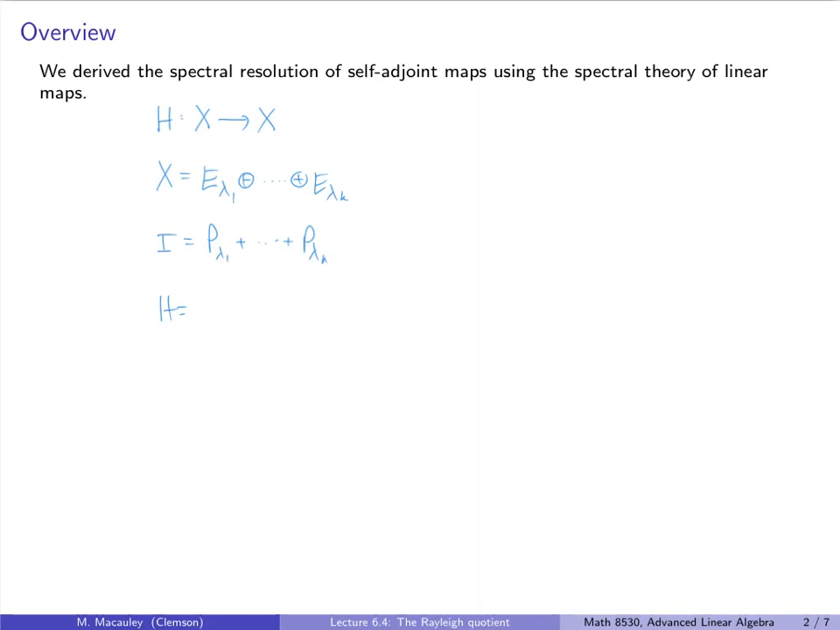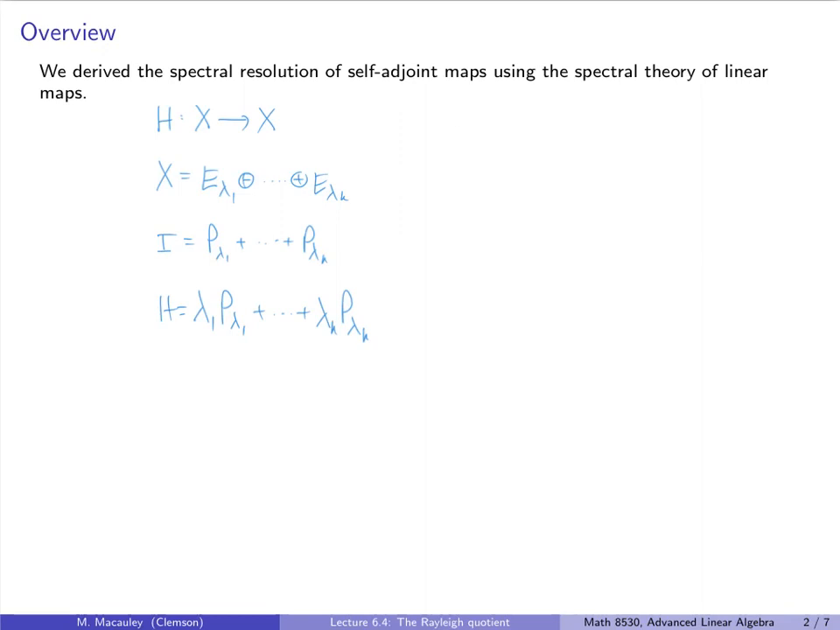So H projects it onto the first coordinate and then multiplies it by lambda 1. And then projects it onto the, I don't want to say coordinate, I should say the kth eigenspace, and then scales it by lambda k.